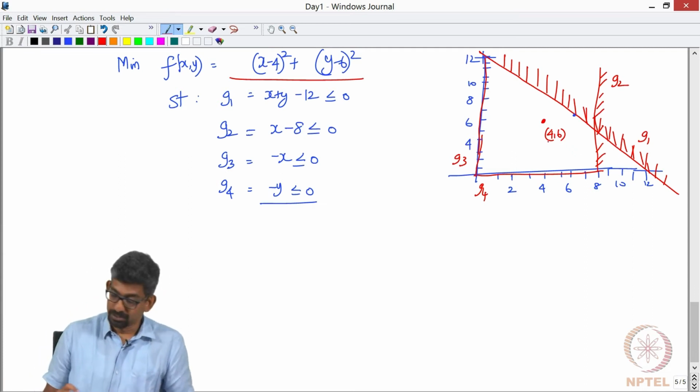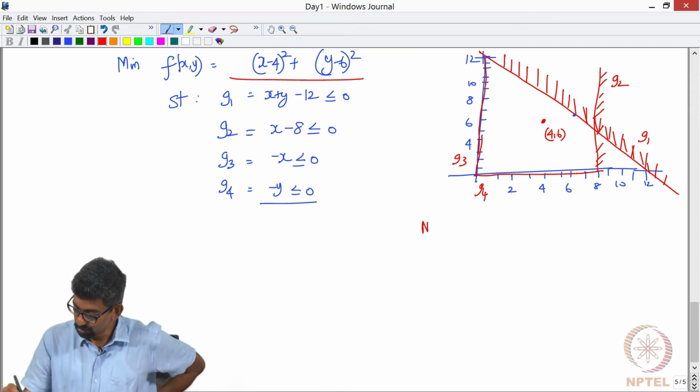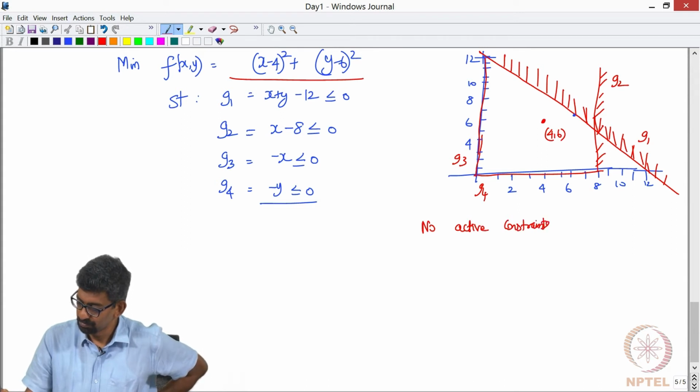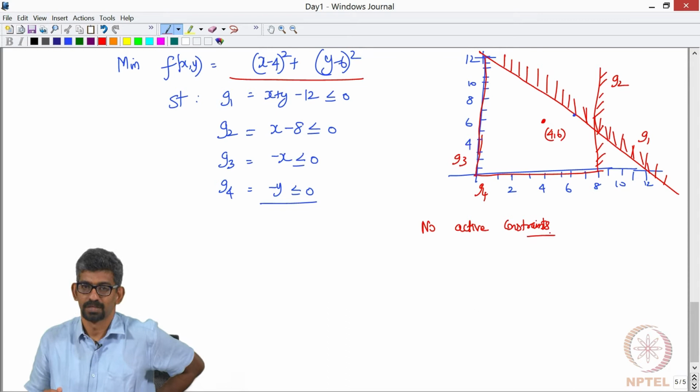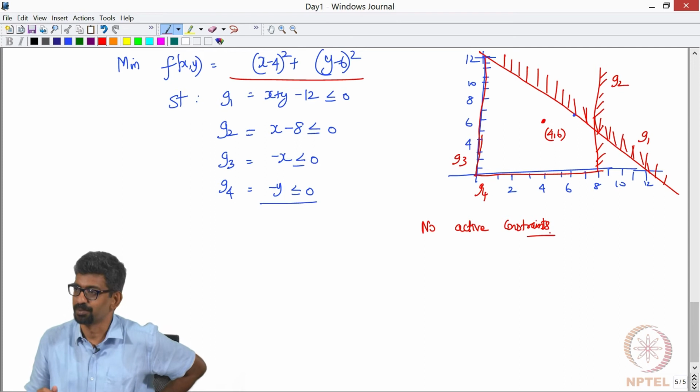So, what is this called? It is said to have no active constraints. I removed all the constraints, let us say. What is your optima? It is the same. So, the constraints are not playing a role in forcing your optima.